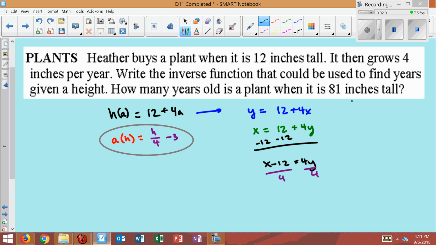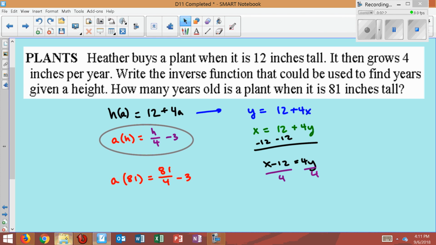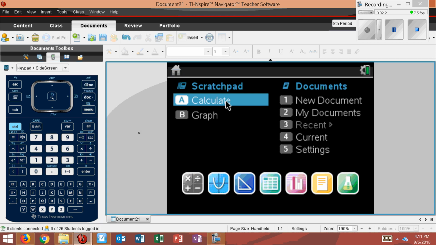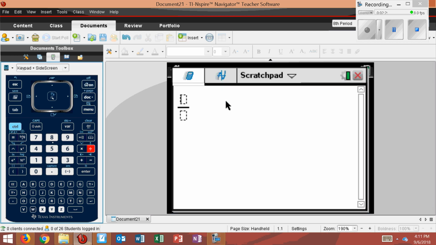Now, how many years old is the plant when it is 81 inches tall? So if I wanted to find the age, I plug it into this equation and say it's 81 inches tall. So the age at 81 inches tall would be 81 divided by 4 minus 3. So if I went over here to calculator, and I'm going to say 81 divided by 4 minus 3. It gives me this fraction. If you don't want a fraction, press Control to enter.